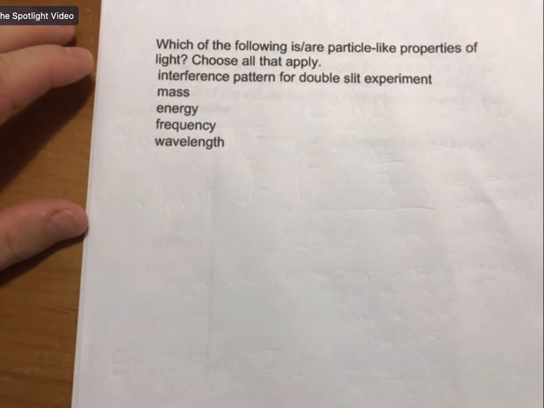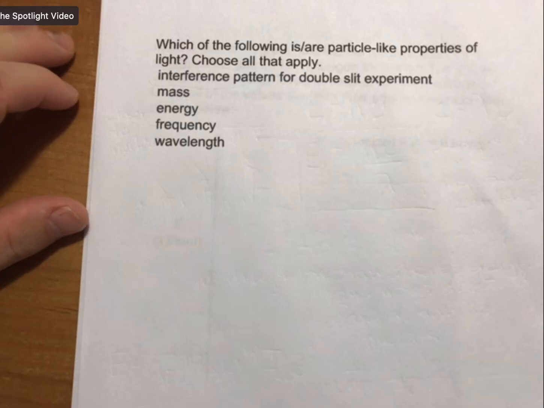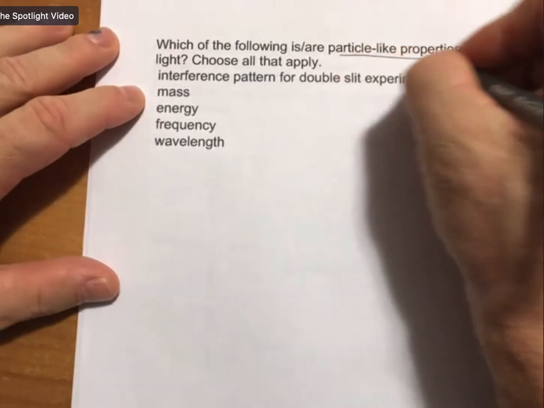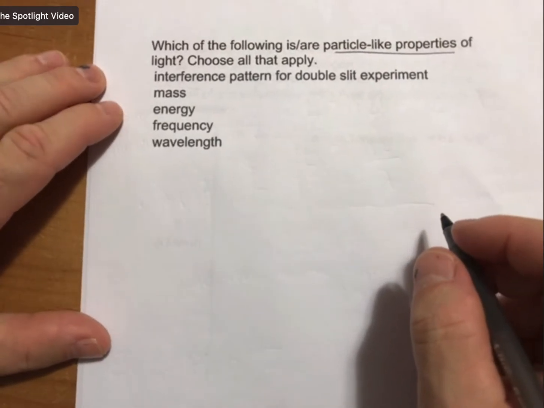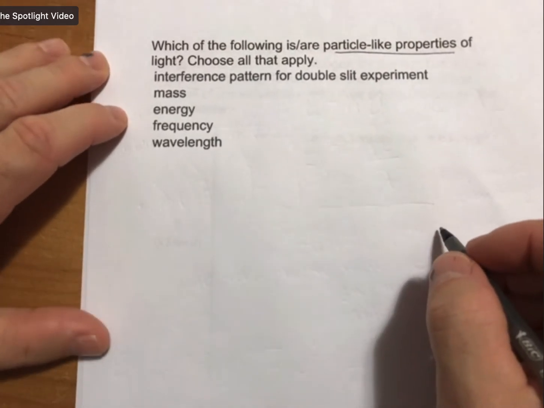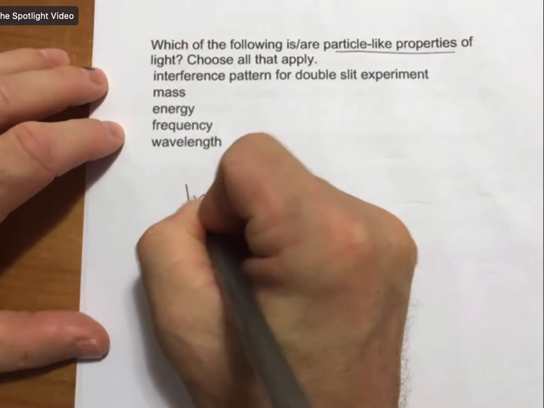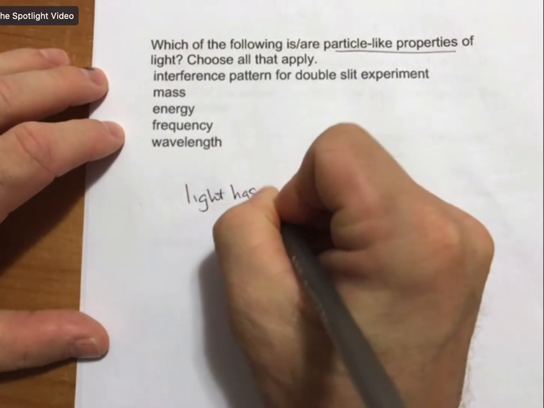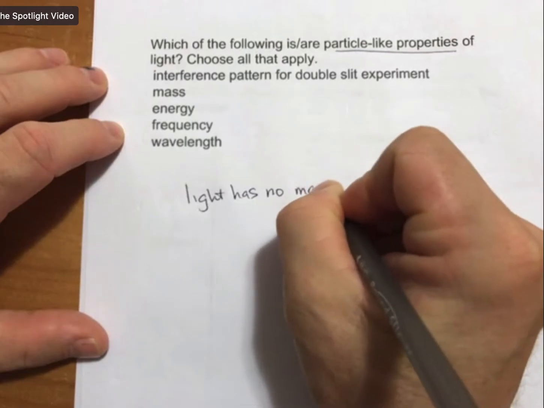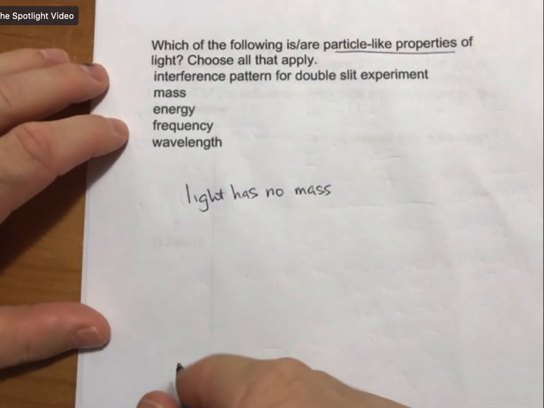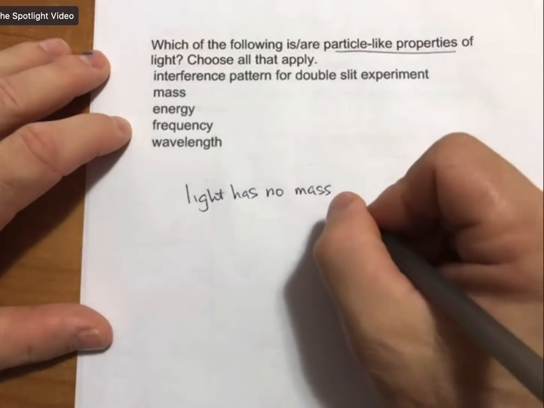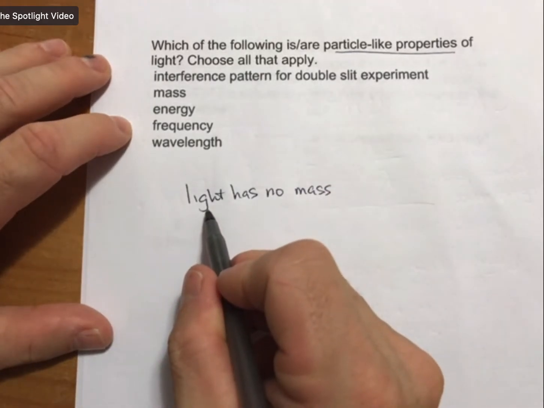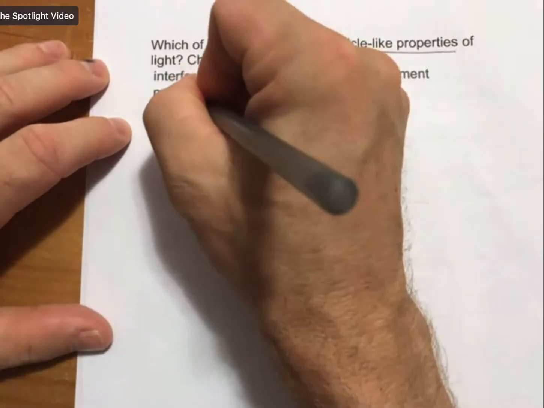are particle-like properties of light. Choose all that apply. So, particle-like properties of light. First off, we can say that light has no mass. Right? Photons have no mass, since light is a photon. So it can't be mass.